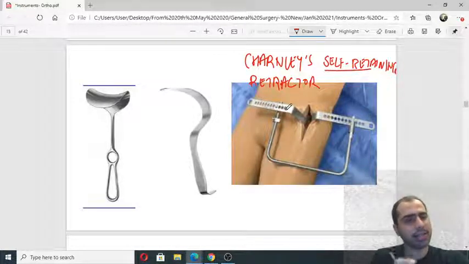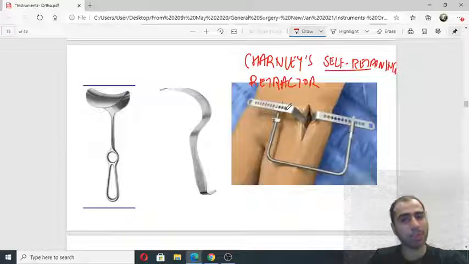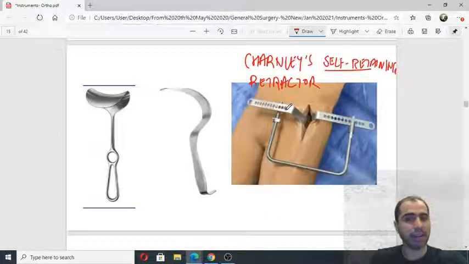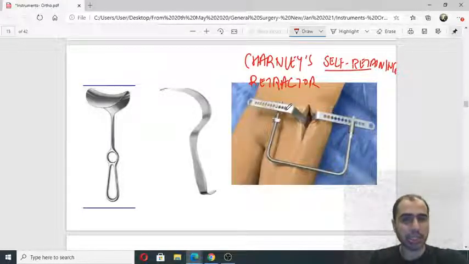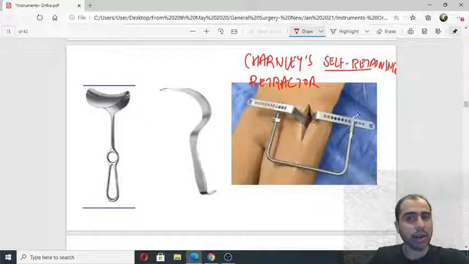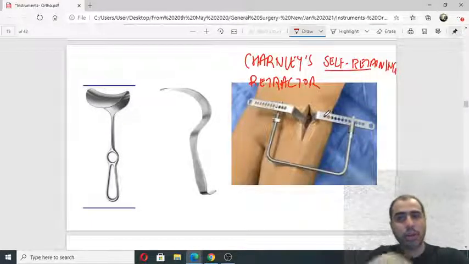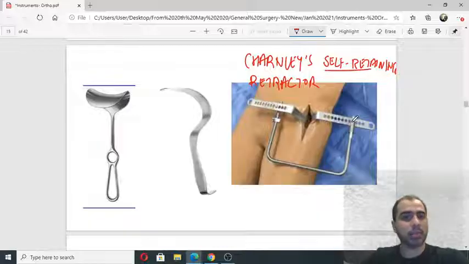Alright, there are self-retaining retractors in abdominal surgery also, which I have not put a photo of. Like there are self-retaining retractors, but I don't want to burden you with that because those are not commonly asked in your exam. This is a very standard retractor. You can see, how much ever I want to retract, I will advance it, pull it more laterally.